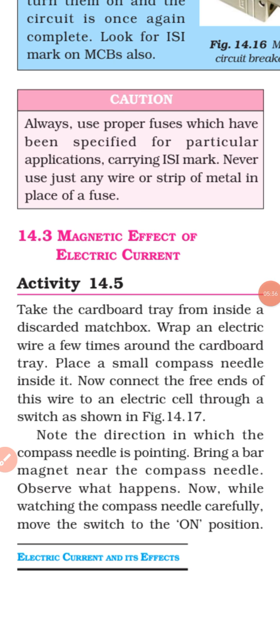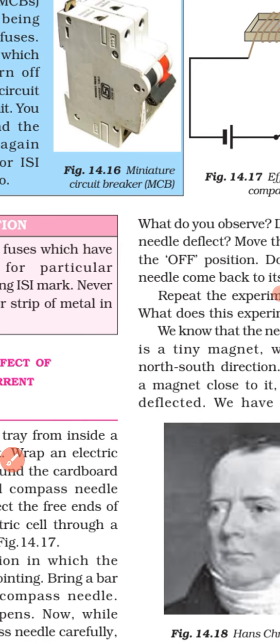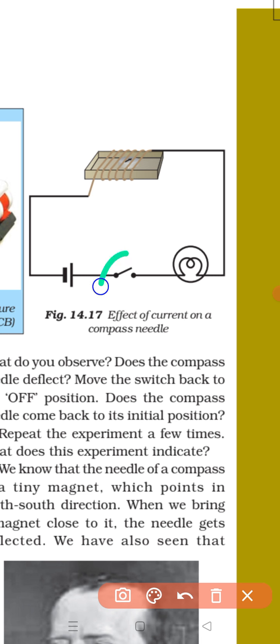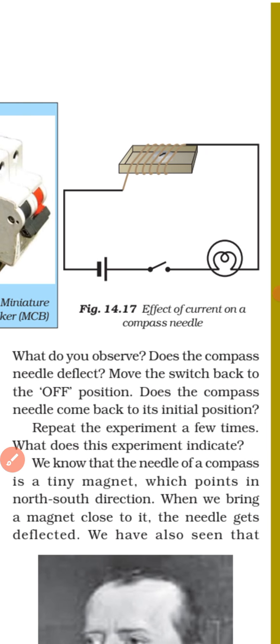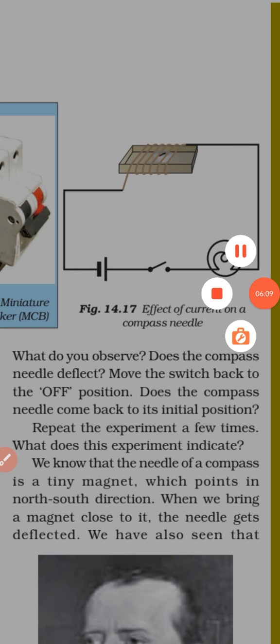Now, while watching the compass needle carefully, move the switch to the on position. Remember, this switch should be off at the beginning. As soon as you place the compass needle inside, as in the picture of figure 14.17, place the switch on. What do you observe? Does the compass needle deflect? Yes, the compass needle will show deflection.